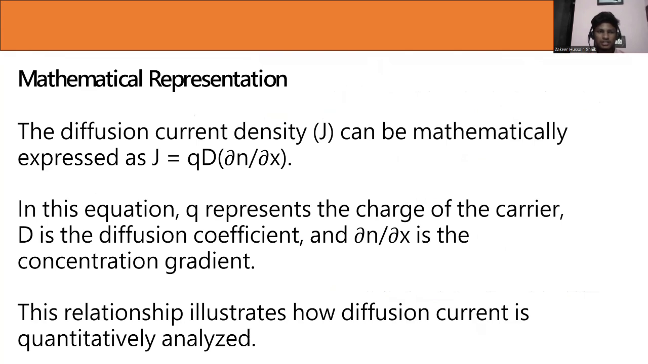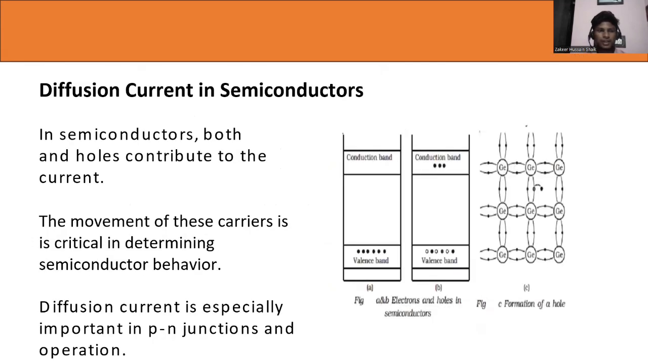Mathematical representation. The diffusion current density J can be mathematically expressed as J equals q D ∂n/∂x. In this equation, q represents the charge of carriers, D is the diffusion coefficient, and ∂n/∂x is the concentration gradient. This relationship illustrates how diffusion current is quantitatively analyzed.